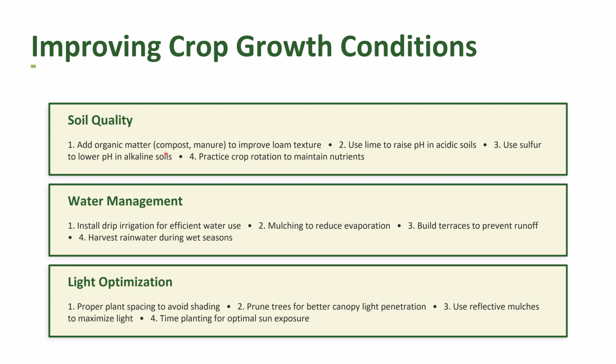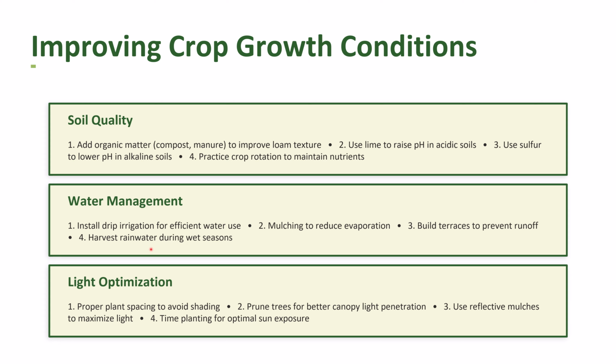To maintain that ideal loam texture, farmers can add organic matter like compost or manure. They can also chemically adjust the soil using lime to raise the pH if it is too acidic, or sulfur to lower it if it's too alkaline. Additionally, crop rotation helps ensure the soil isn't stripped of the same nutrients year after year.